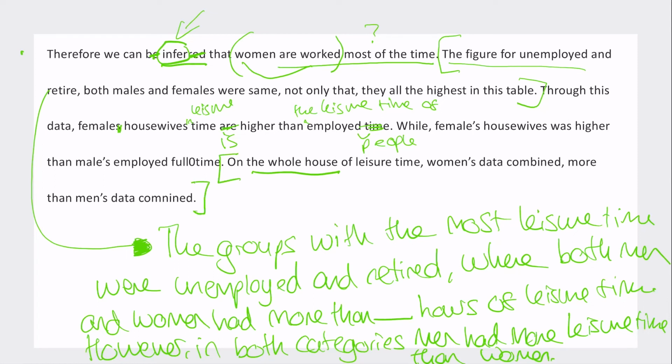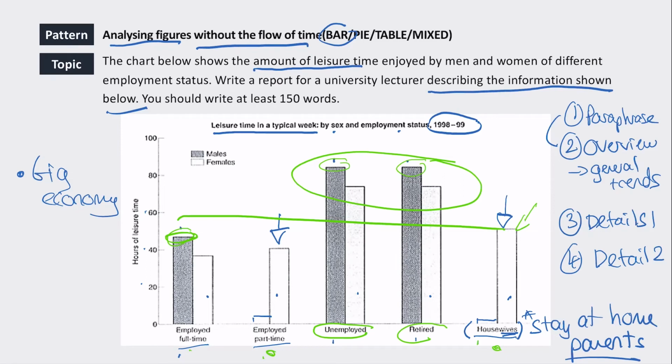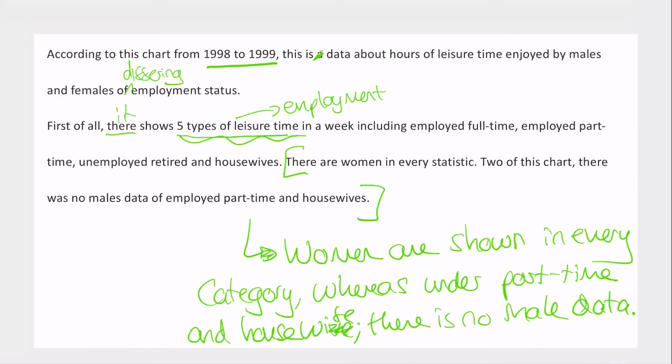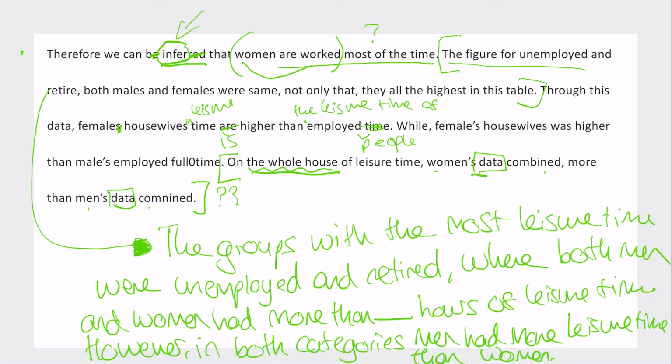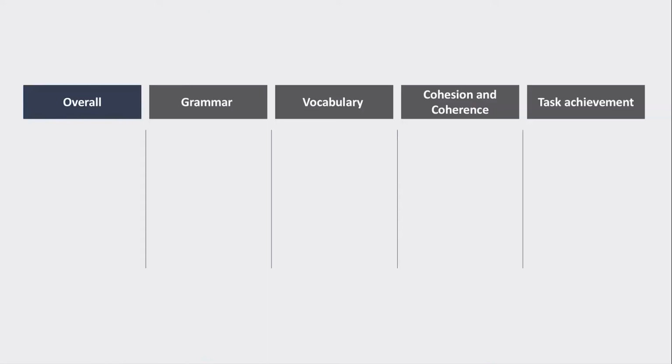This sentence, I don't know. I'm not quite sure what the candidate's trying to say. This is confusing, the whole house of leisure time. Women's data combined more than men's data combined. But what data? Like the number of women, the amount of leisure time? Because if we look back at this graph, it's not actually telling us how many men or women are in each category, okay? There could be 6 people in this category and 26 people that they asked for this category. They're just looking at leisure time, okay? And saying men have got more leisure time than women when they're employed full-time. So I'm not really sure what data they're referring to here, so that's unclear, okay?